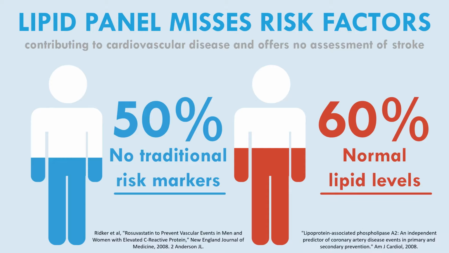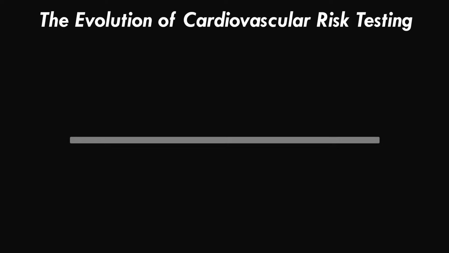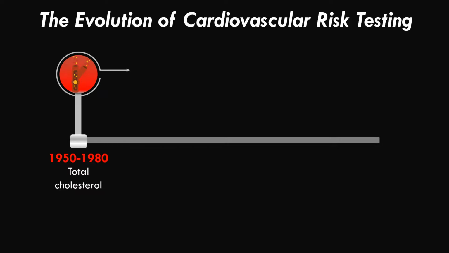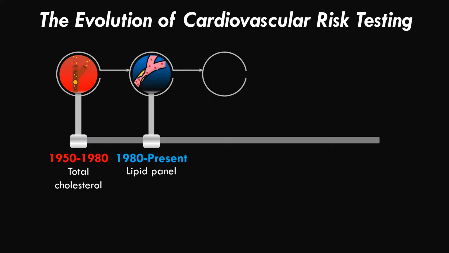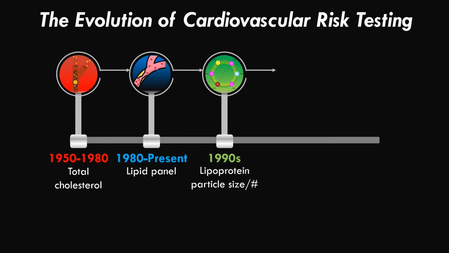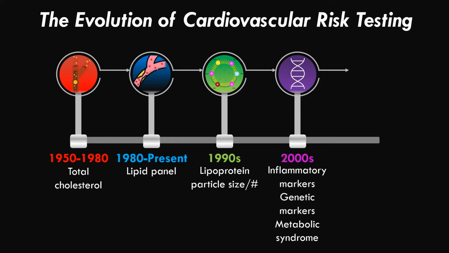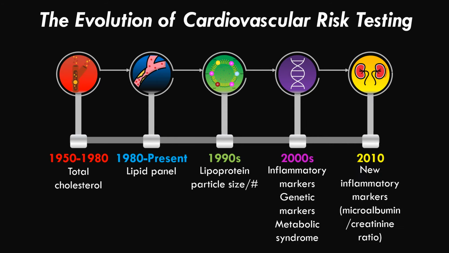Cardiovascular risk testing has evolved over time. For 30 years, total cholesterol was the sole metric used to assess risk. By 1980, the lipid panel was introduced, and a decade later, lipoprotein particle size and number were segmented. In the 2000s, inflammatory markers, genetic markers, and metabolic syndrome increased the accuracy of assessing patient risk, as has new inflammatory markers introduced in the past decade, such as microalbumin-creatinine ratio.